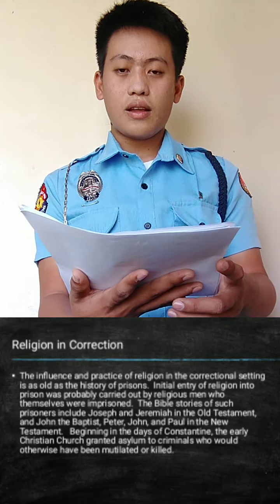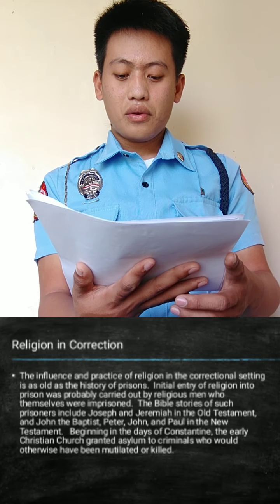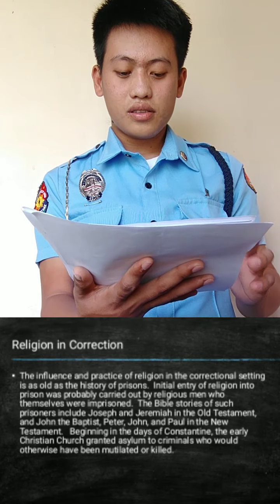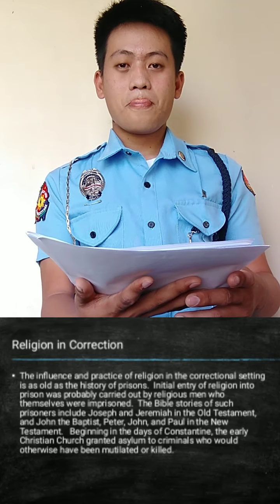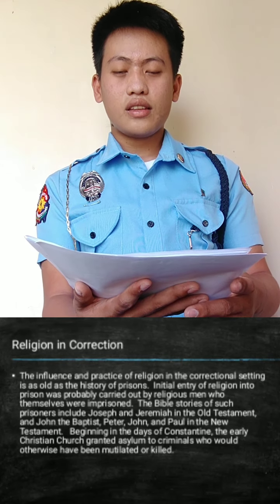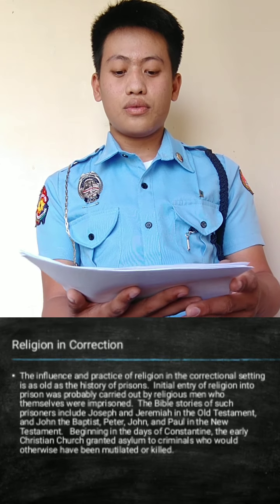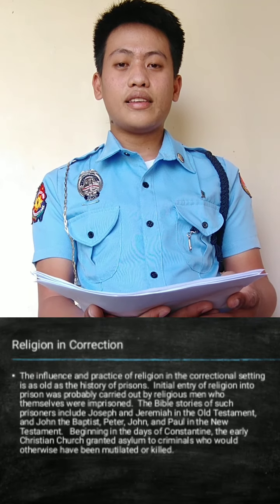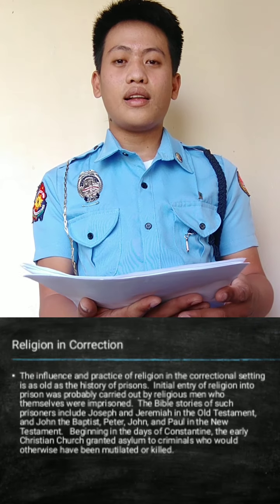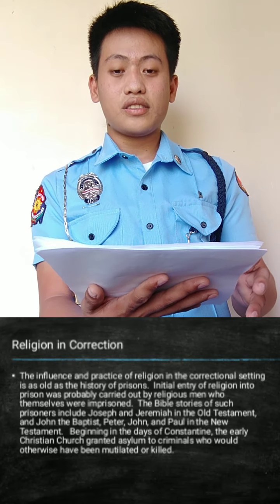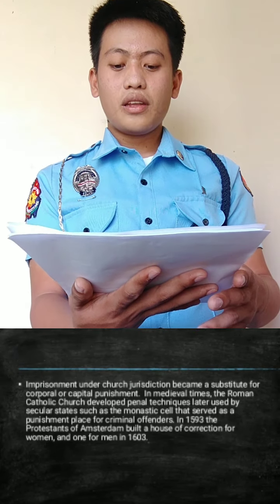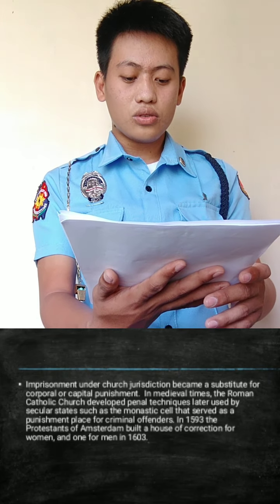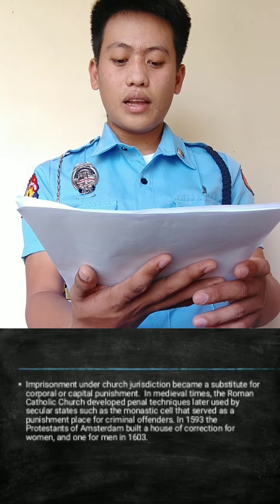So there are many people in the Bible mentioned in this page because the church tends to relate or to give an idea in the correction that will help and give spiritual value to the prisoners and the systems. Imprisonment under church jurisdiction became a substitute for corporal and capital punishment.